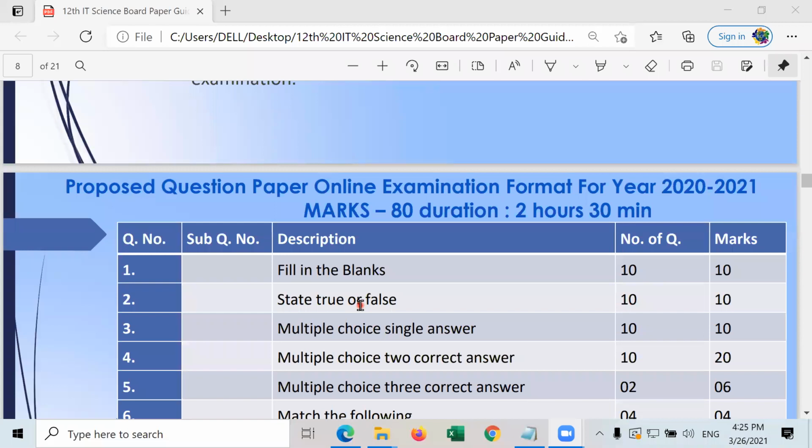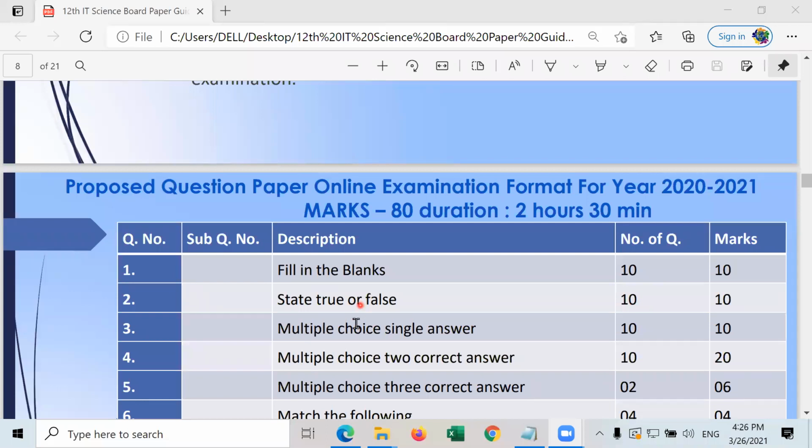Okay. So for the first question, you have to type that blank, that answer very carefully without making any spelling mistake. And for question number 2, you have to read that question very carefully, and you have to state whether that statement is true or false. If it is true, you will type true. If it is false, you will type false.